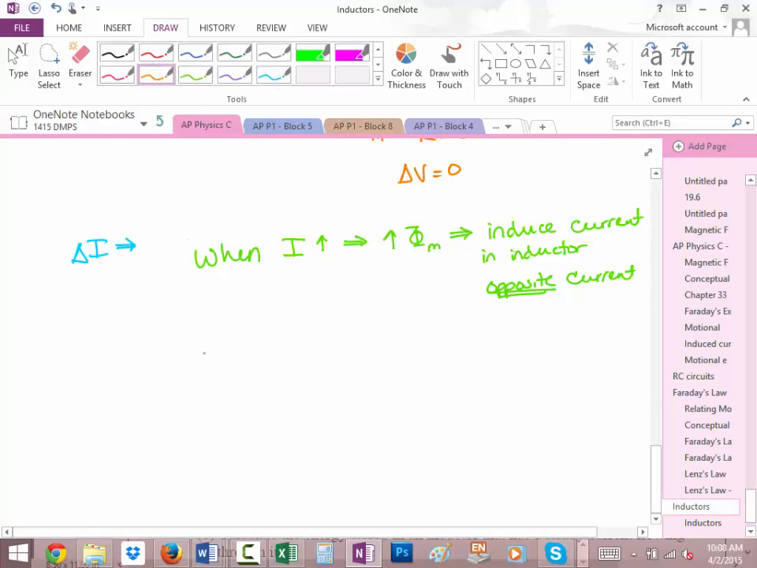What if the current decreases? What happens to the magnetic flux then? It decreases. It goes down. What's going to happen inside the inductor then? It's going to induce a current in the inductor in the same direction, right?